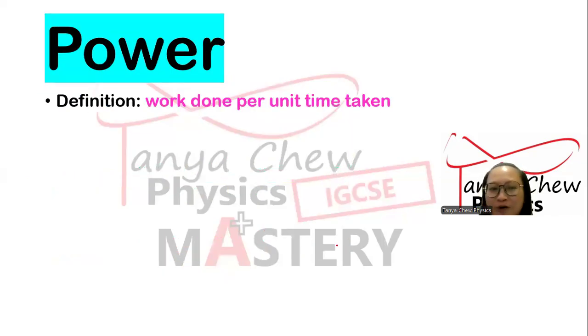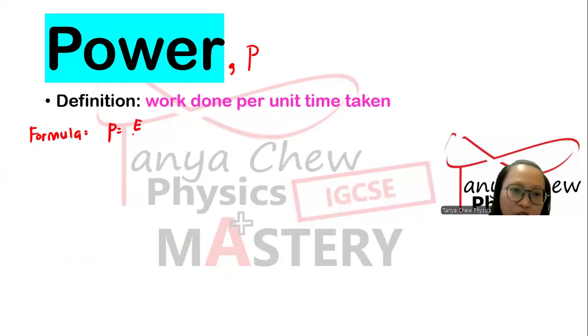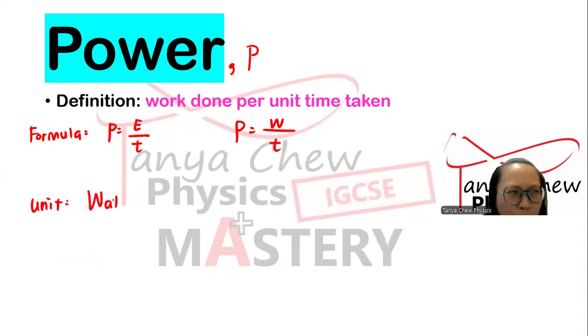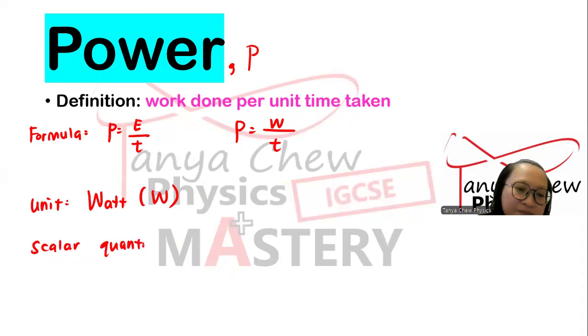Now, power. Show that you have the power. This is a symbol of power, capital P. Power is defined as work done per unit time or energy per unit time. So the equation of the power formula: power is equal to energy over time, or power is equal to work done over time, right? The unit of power is watt. Yes, watt is the unit of power, and power is a scalar quantity.